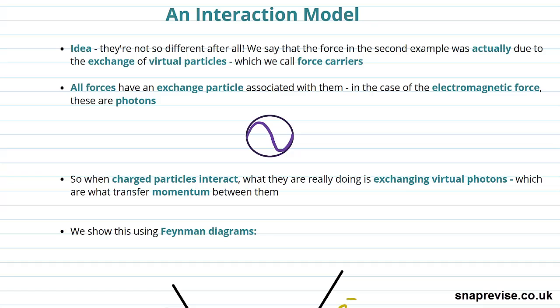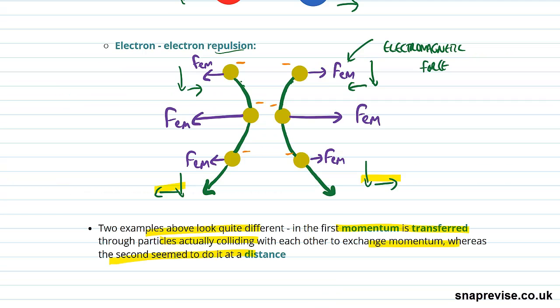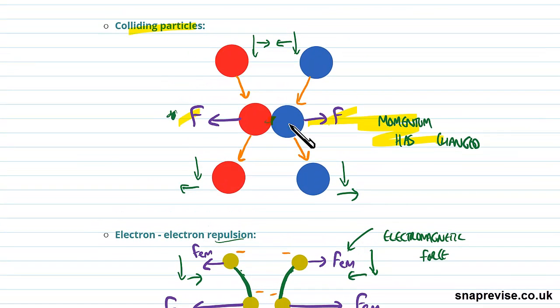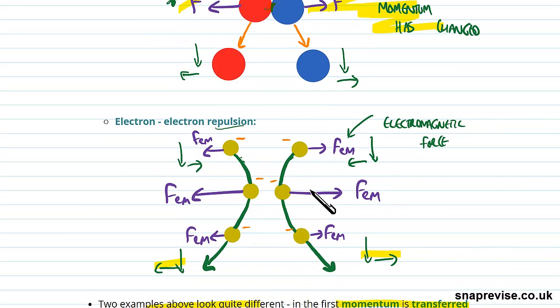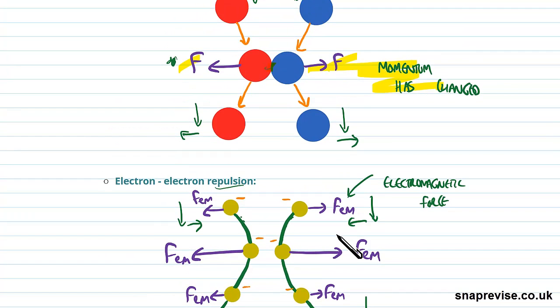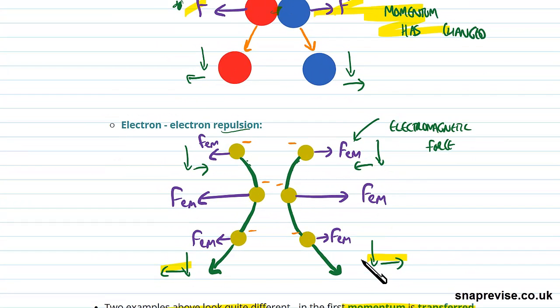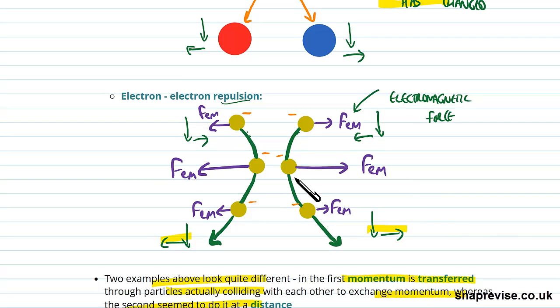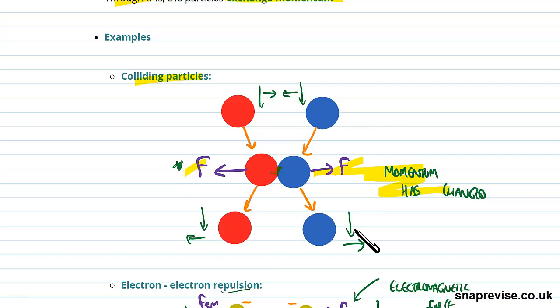So in this video, we're going to look at an interaction model that tries to explain what we saw in the last video, where in the first example, we had momentum being exchanged through an actual collision. Things touched each other and exchanged momentum like that. And in the second example, where everything seemed to happen at a distance, it wasn't really clear how the momentum was being transferred. We had this force acting, and the same kind of thing as above, where the particles moved in towards each other and then moved away from each other. But it wasn't really clear how they were exchanging the momentum. It looks like this one's at a distance and this one isn't.